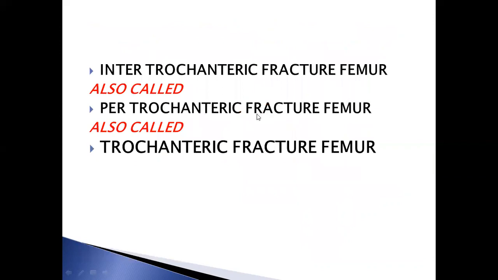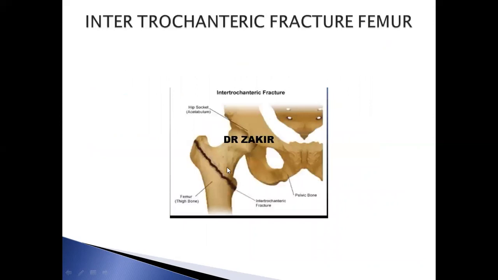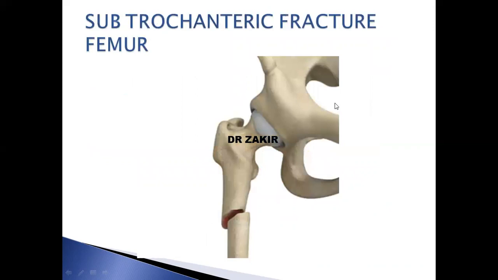And the next hip fracture, as we discussed, is the extracapsular intertrochanteric fracture femur. We also call it peritrochanteric fracture, subtrochanteric fracture, and trochanteric fracture as well. Here is an extracapsular fracture, intertrochanteric, undisplaced. And here is the picture of the subtrochanteric fracture femur, just below the lesser trochanteric area.